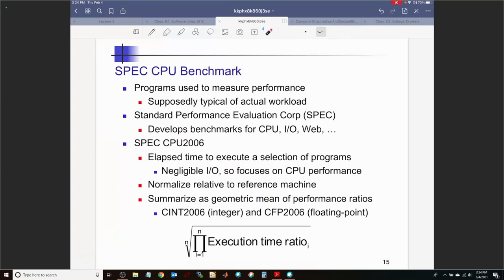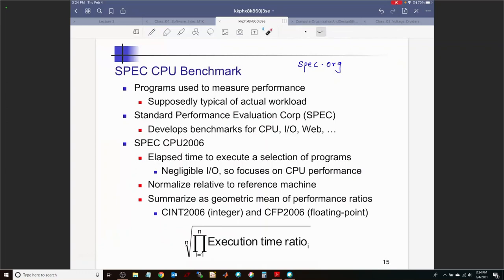And this is done not just for CPU, but for IO, for web, for cloud computing. Now there are lots of categories. So I would encourage you, if you're interested in this, just go to spec.org and you will see there's a lot of information there, but at least you can get a sense of what are the different categories of comparing performances of computers. The one that we are going to talk about is the SPEC CPU benchmark.